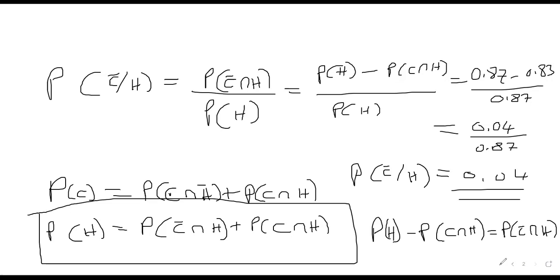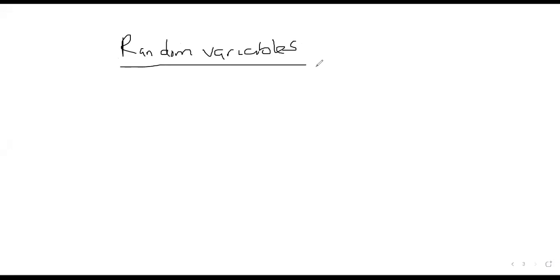Okay, so now we can go to random variables. Random variables fall under what we call discrete. We have two types of random variables: discrete and continuous. Here, basically, we want to learn how to calculate the mean, which is the summation of x times p(x).